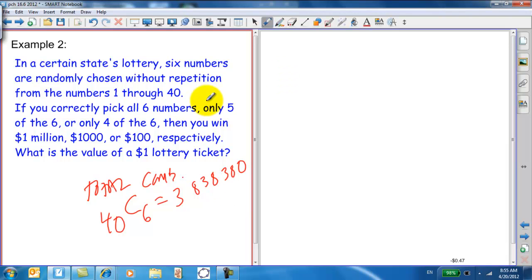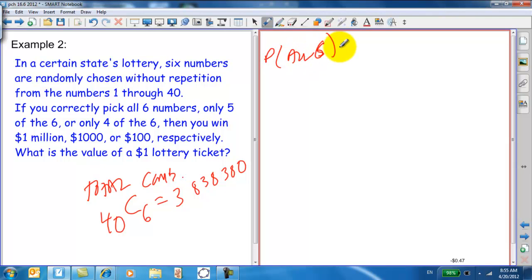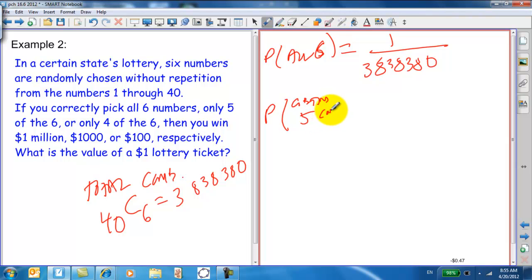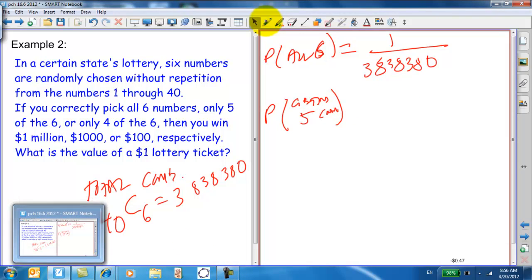So the probability of correctly picking all 6 is just 1 in that, 1 in 3,838,380. The probability of getting 5 of them right, let's figure that out. What's the chance of that happening? Well, for that, think of it this way. You have 6 winning numbers. Let's just say it's fixed ahead of time. 6 winning numbers.